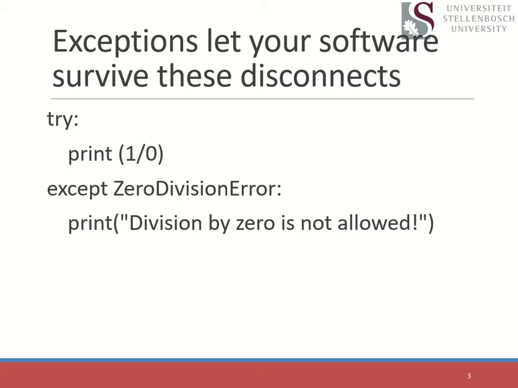0 divided by 1 is 0, actually. But if you invert that, if you put 1 over 0, it's an infinite value. And our software will throw an exception in a case like that, a zero division error. So here we can simply state, try to execute this code. If you run into this particular type of problem, here's how to act on that.